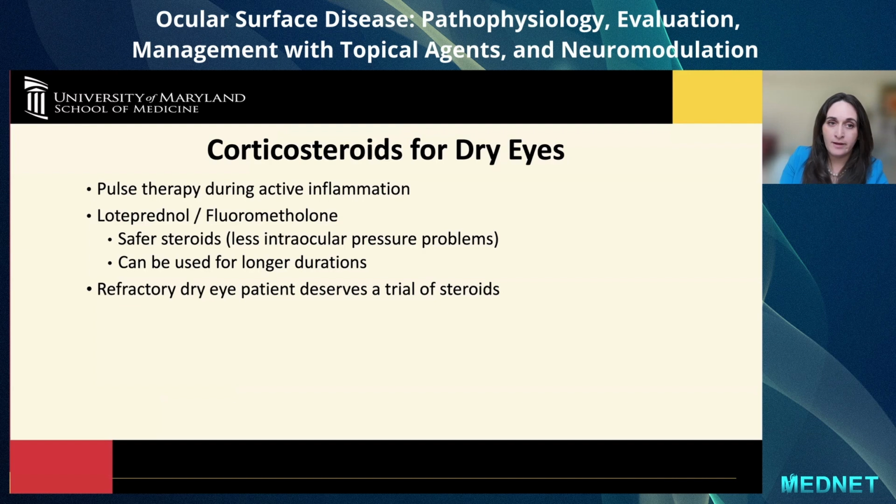Corticosteroids for dry eyes. I think that these can be incredibly helpful. You can use a pulse therapy during active inflammation, so you can use it briefly and then stop, or you can use it for longer durations, especially if you use one of the steroids with less of a side effect profile, like loteprednol or fluorometholone. You have less problems with intraocular pressure and less cataract formation. And to me, if everything else hasn't worked, it's worth it to try a trial of these steroids.